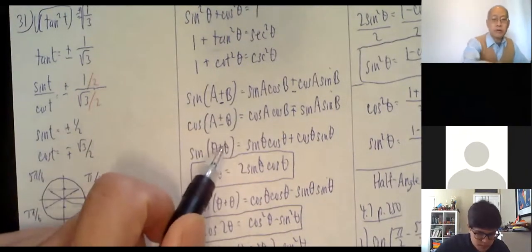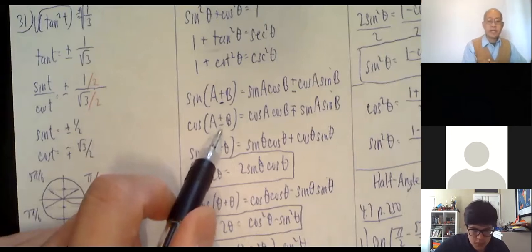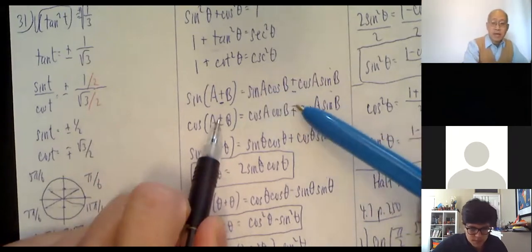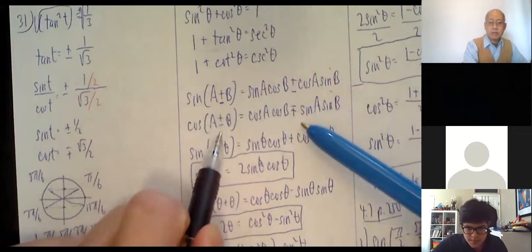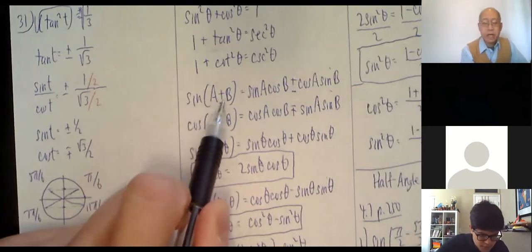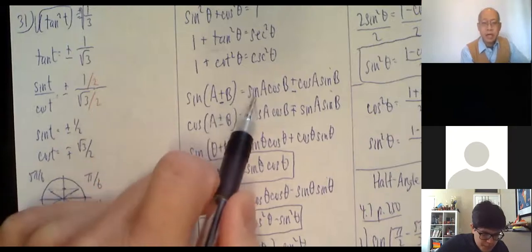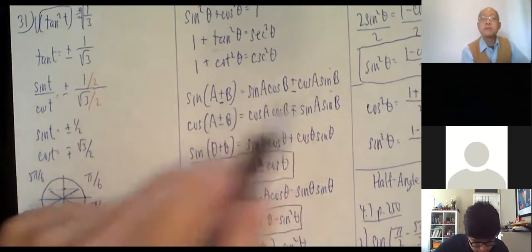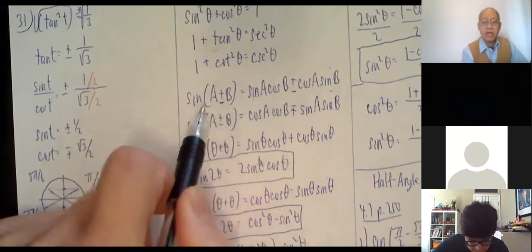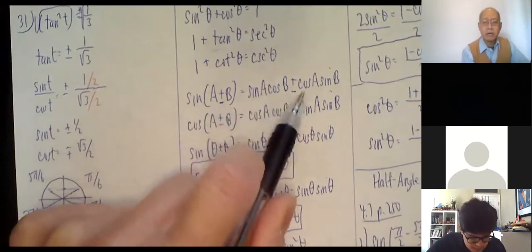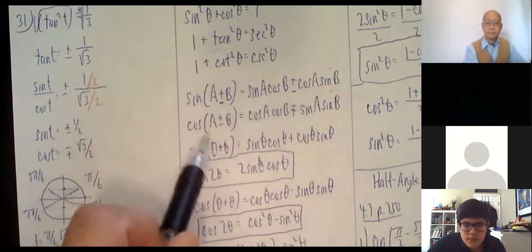Please notice over here, though, that for the cosine, the signs reverse: plus here, but a minus here, plus here. So how do I read this? Sine of A plus B, sine of a sum, is sine A cosine B plus cosine A sine B. And the minus means sine of A minus B equals sine A cosine B minus cosine A sine B.